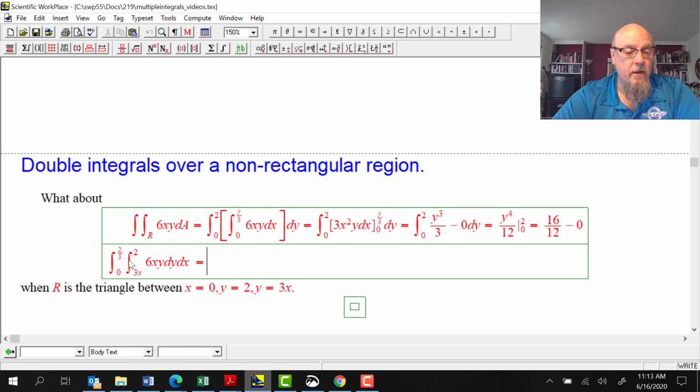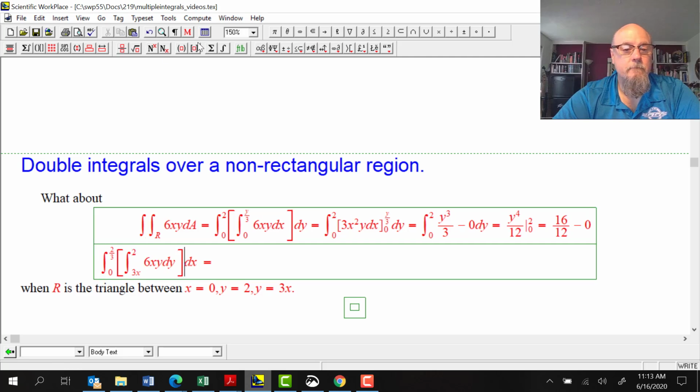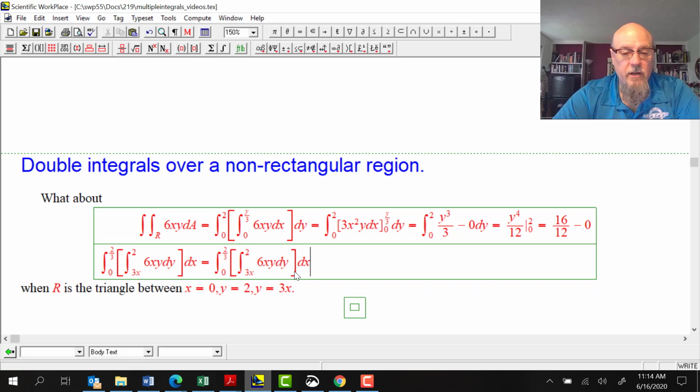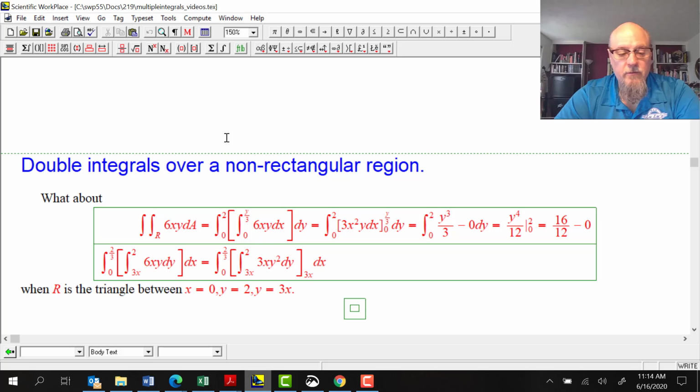Let's do our other piece here. We should get the same answer, but now I'm going to integrate with respect to y first. So I'm looking at this inner integral. I'm integrating with respect to y first. So that's going to be add one to the exponent, divide by what's up top. And we're going from 3x to 2 in this case. There's our integration.